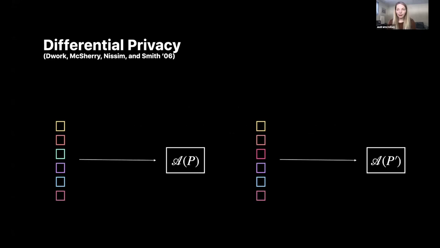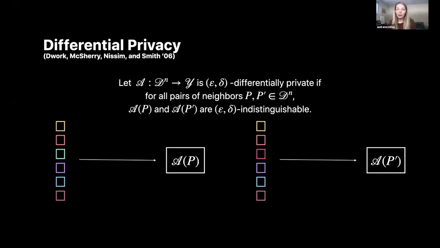Okay, so back to our databases. We have P and P prime. We're going to say an algorithm A that goes from the set of databases of size n into some output space is epsilon-delta differentially private if, for all possible pairs of neighboring data sets, so all pairs of data sets that differ on the data of a single individual, the output distributions A of P and A of P prime are epsilon-delta indistinguishable. What this says is I can't tell which one I was sampling from, so I can't tell whether the input was P or P prime. Okay, so that's what we mean by privacy.